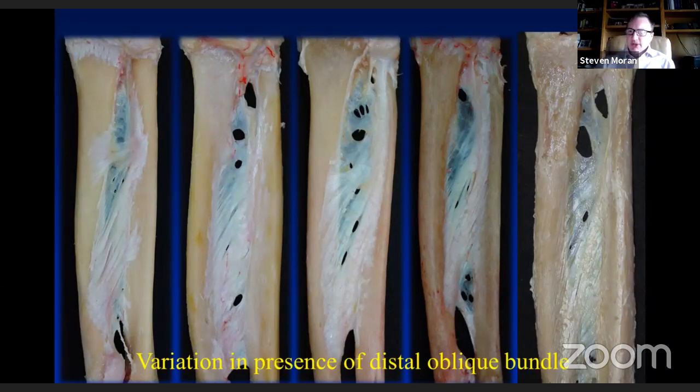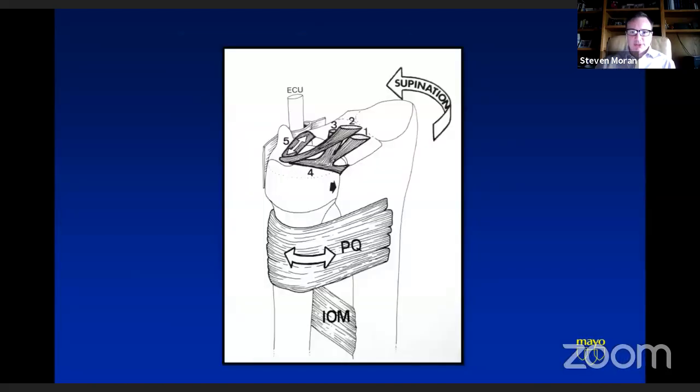You can certainly look with MRI, but not every patient will have this ligament playing an important component in the stability of their distal radial ulnar joint. So essentially you have this multi-slinged structure that surrounds the ulnar head that provides stability during rotation.